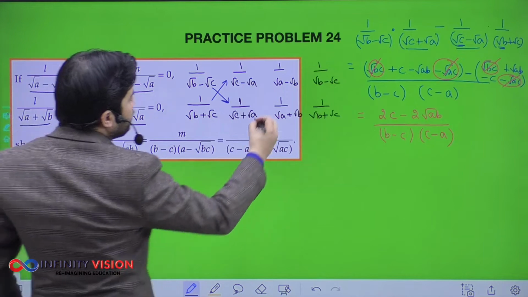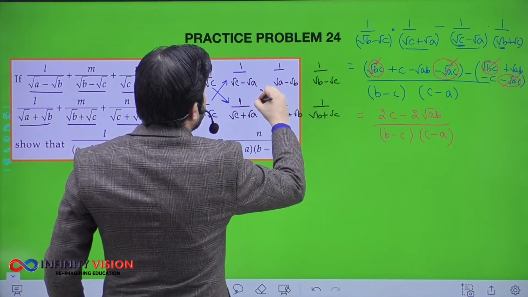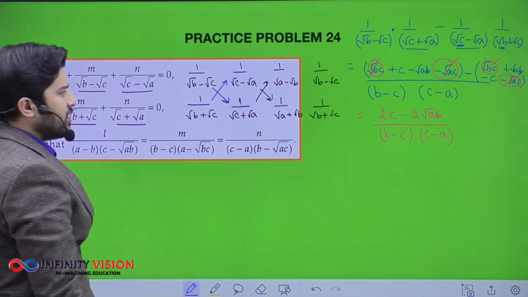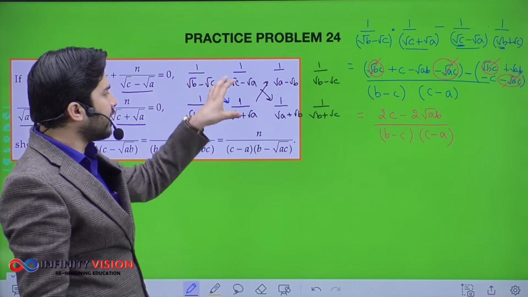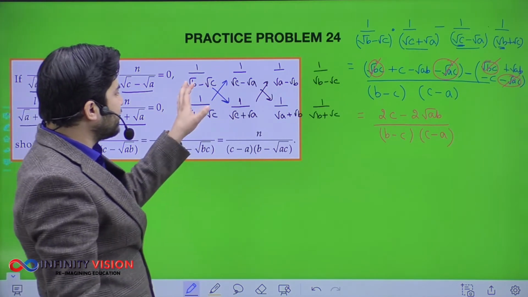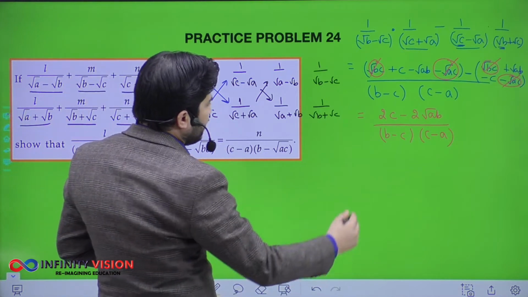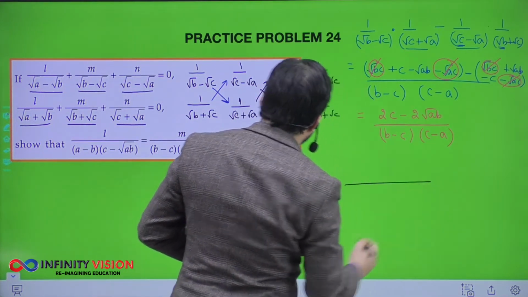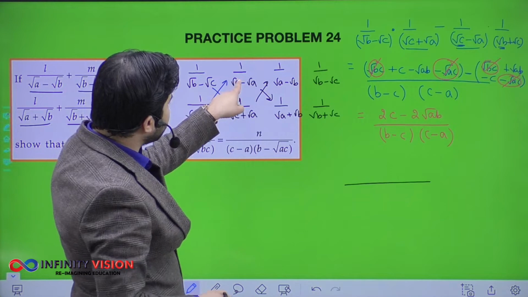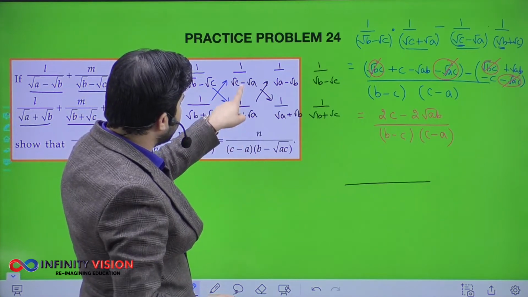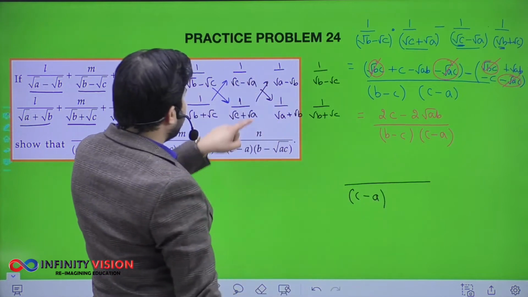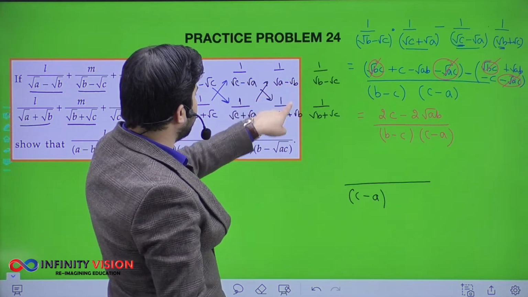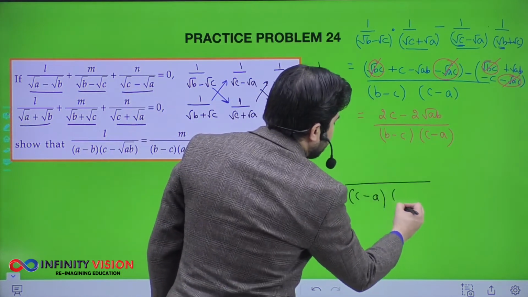Now, let's say you have to multiply these two. You don't need to do all the calculations, because you have already seen the format of how these two are happening. So I can say the second coefficient would be, let's first write the denominator. You see root c minus root a and root c plus root a, so definitely it will be c minus a. And then you see root a minus root b, then root a plus root b, so definitely it would be a minus b.